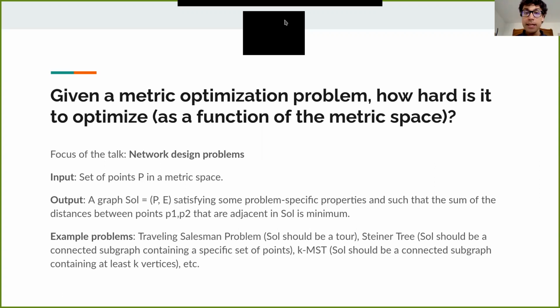Okay, k-MST, which is also an important problem in this talk, is similar to the Steiner tree problem. The solution here should contain k vertices and should be of minimum length. So you're simply looking for a graph over the points, but one connected component should have at least k vertices.